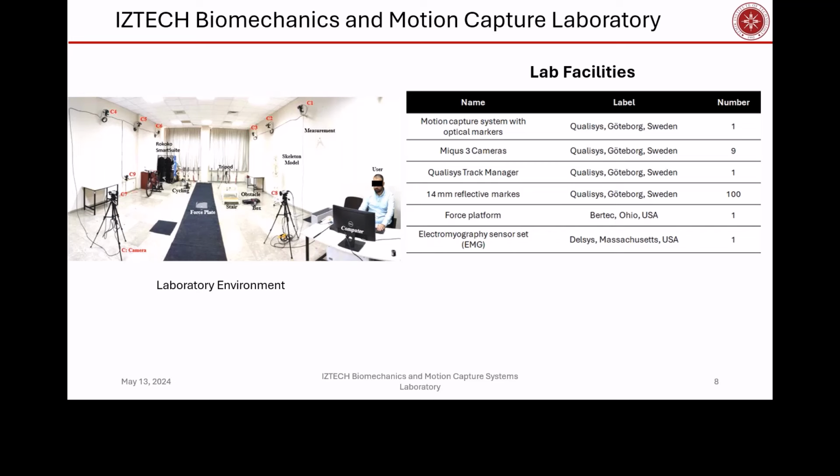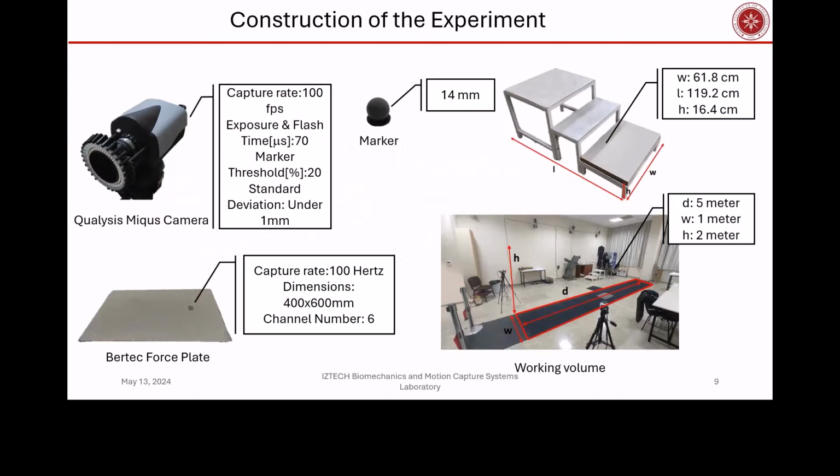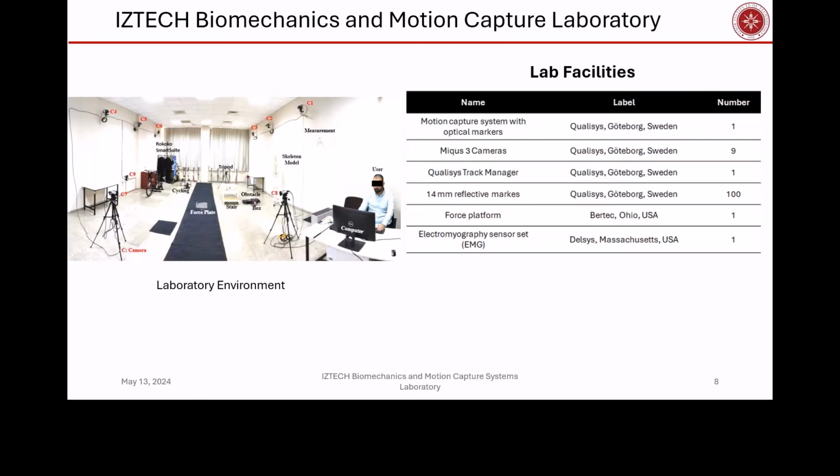So today I will present 2 subsections of our methodology, the construction of the experiment, and data acquisition. In our laboratory, we rely on essential equipment for our research. This includes 9 reflective cameras, software of the cameras, a Bertec force plate, and an EMG system. These tools enable us to conduct our study effectively.